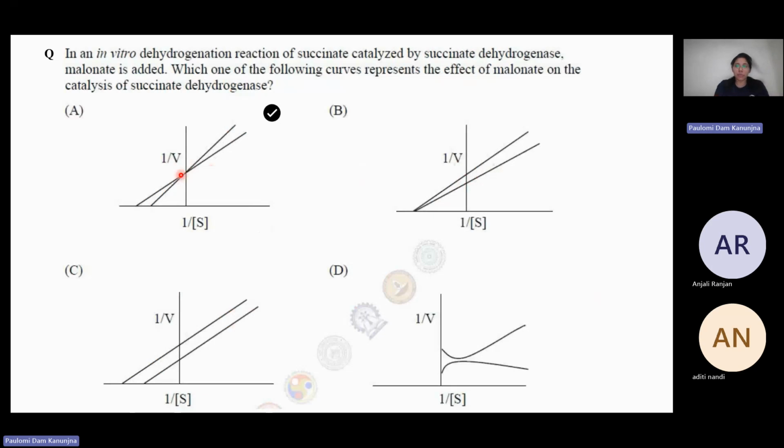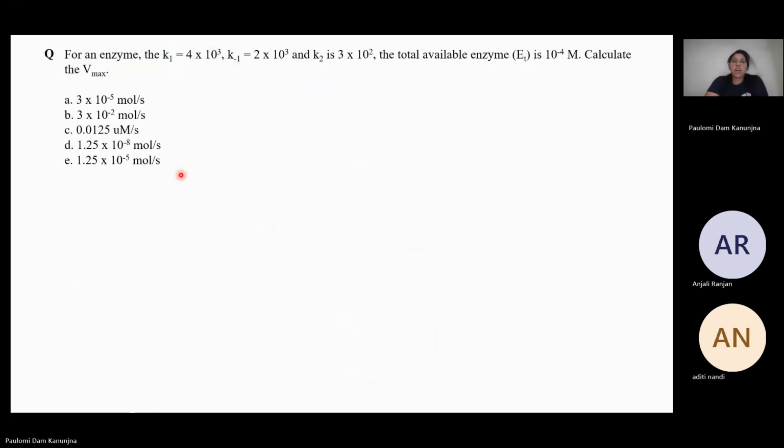Okay, let's do some numericals quickly. Okay. So coming back to the enzyme kinetics to end the topic. So you have K1, K minus 1, K2, and ET. Calculate Vmax. Very easy question. Just to wrap the topic up once again.